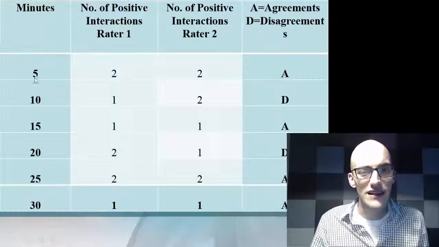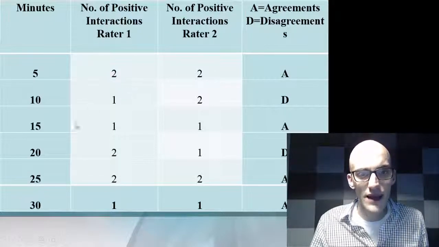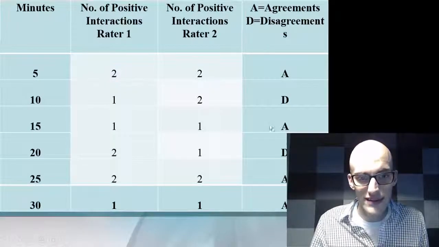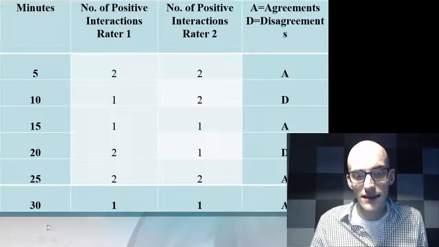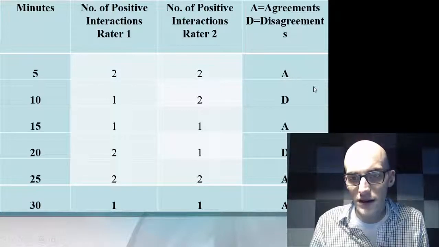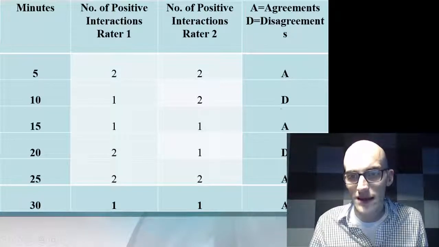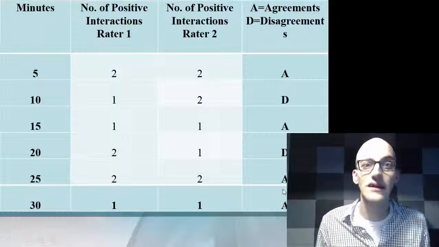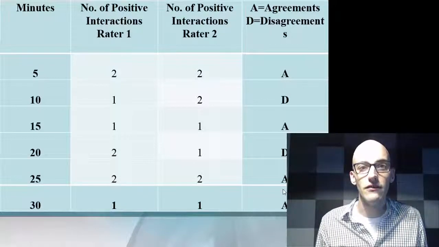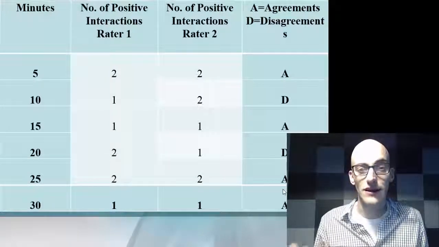We could see at 5 minutes, both of the raters rated the same. At 15 minutes, both of the raters rated the same. At 25 minutes, both of the raters rated the same. And 30 minutes, they rated the same. So we've got 1, 2, 3, 4 agreements over 6 observations total. So we would say that there's a 67% overlap of the inter-rater reliability.